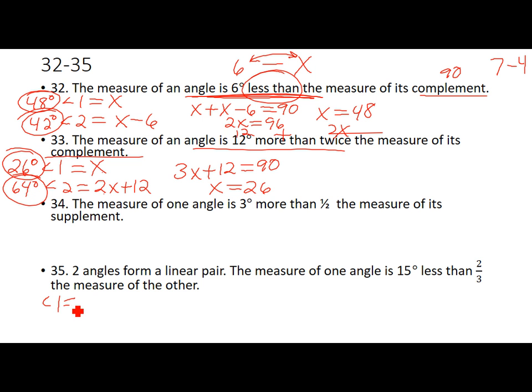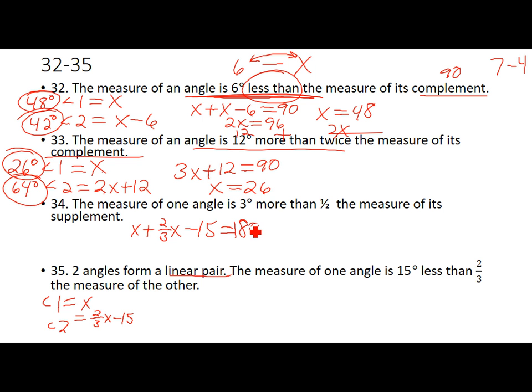First angle, x. Second angle: 15 less than 2/3 the other one. So what's that tell you? 2/3 x minus 15. Remember to switch them around. We're going to add those up. I'm going to do it up here. So we got x plus 2/3 x minus 15 equals, they're linear pairs, so 180.